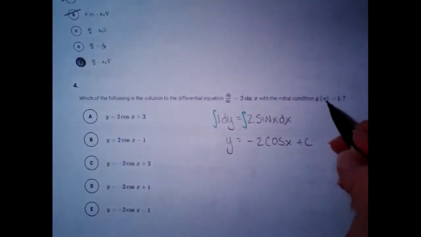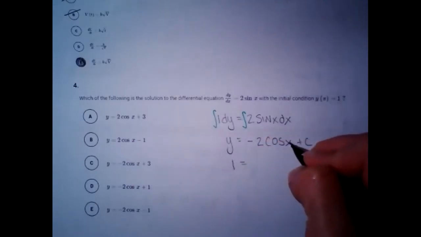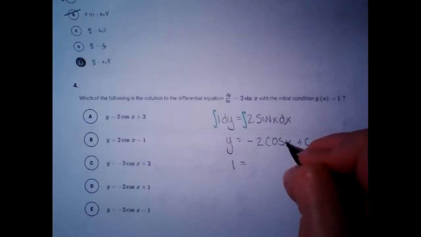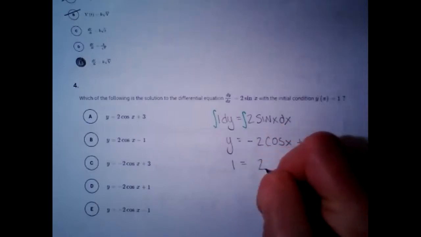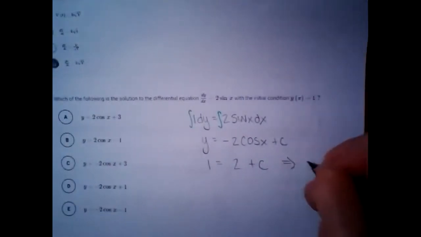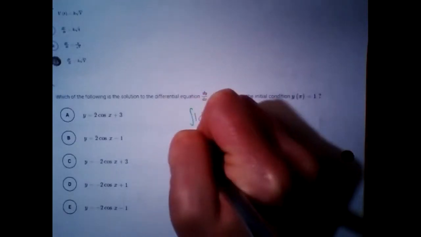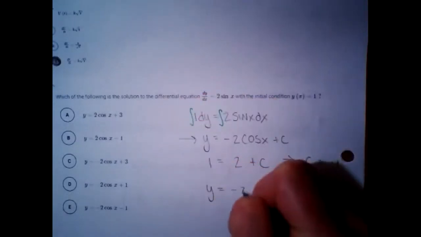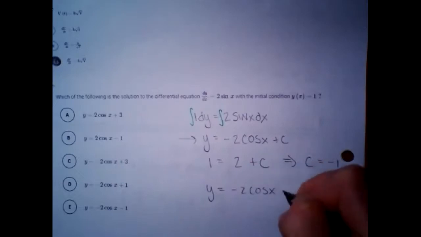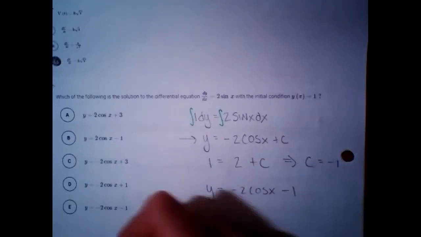And we're going to plug in pi for x and 1 for y. So it's going to be 1 equals, all right, cosine of pi would be -1 times -2 would just be 2. And so that is going to give us C equals -1. And so I'm going to go back to this step and rewrite it exactly, except put the -1 in for C. So -2 cosine of x minus 1. So that one is E.